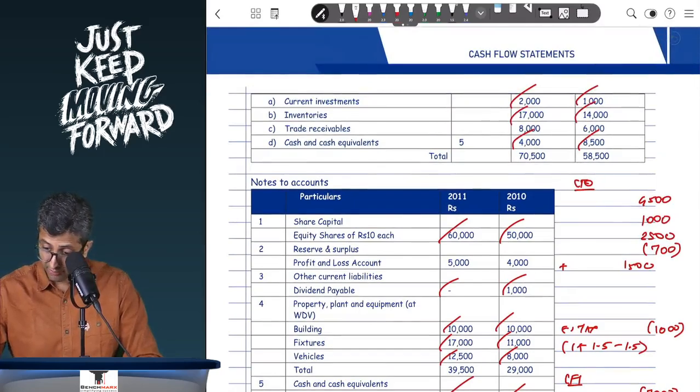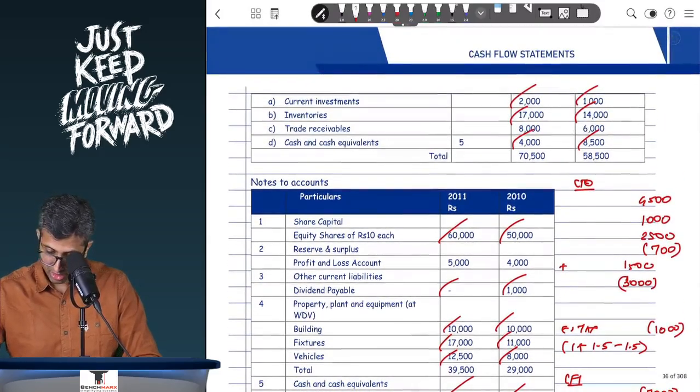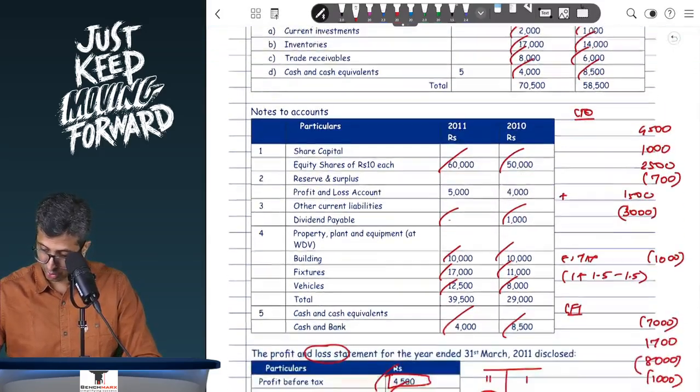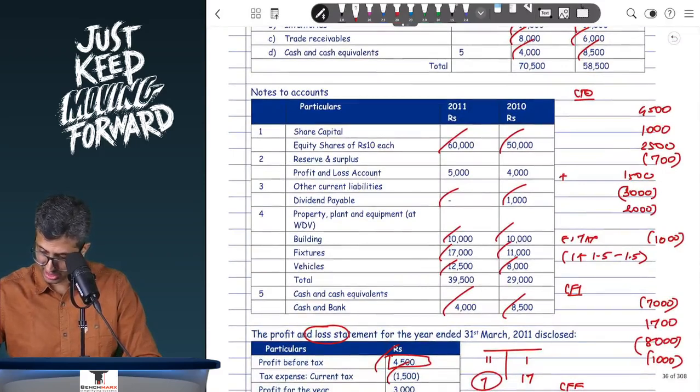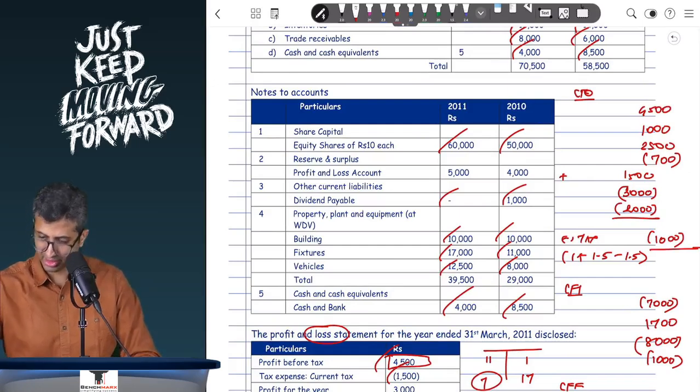Inventories 14 से 17. That is an increase of 3,000. ये अपन क्या करेंगे? Less. Trade receivables increase of 2,000. क्या करेंगे? Less. And that is about it. So if I go to see the working capital adjustments and everything, all said and done, आपका CFO कितना हो जाएगा? 4,500 plus 1,000 plus 2,500 minus 700 plus 1,500 minus 5,000 minus 1,000. एक बार verify किया जाए.